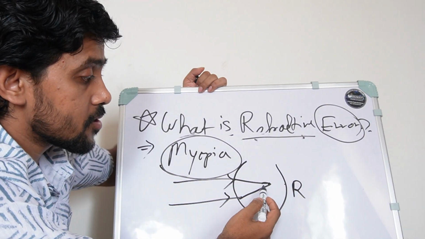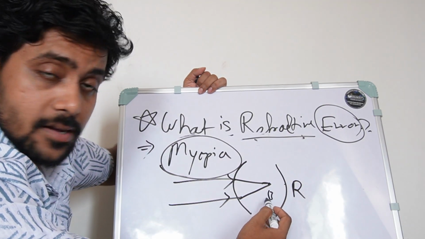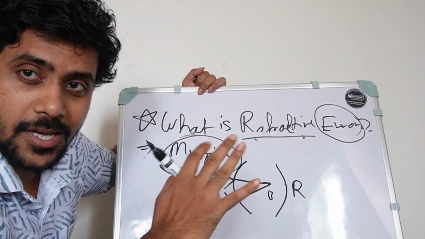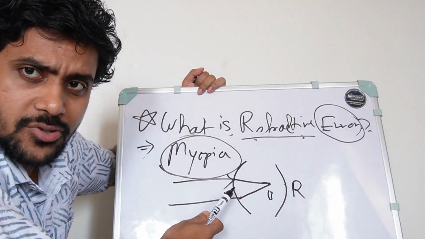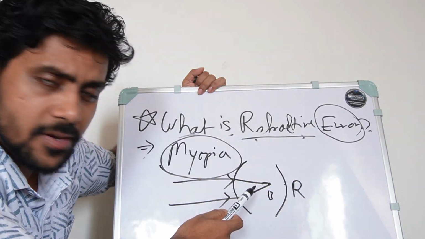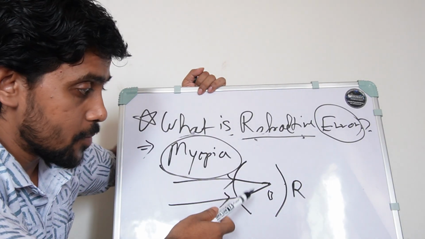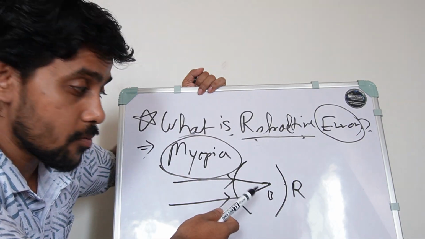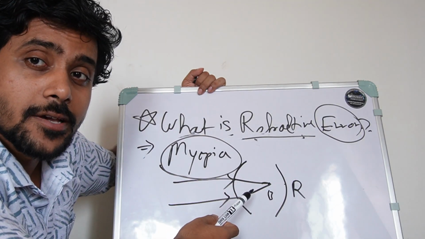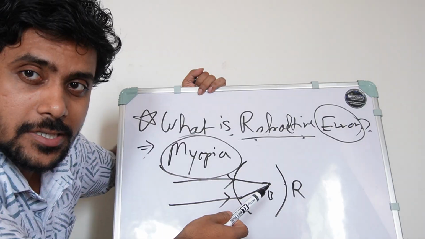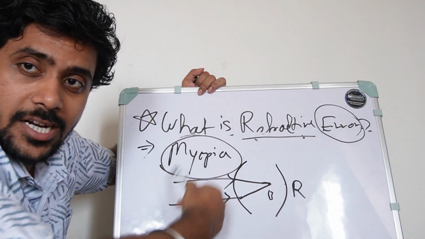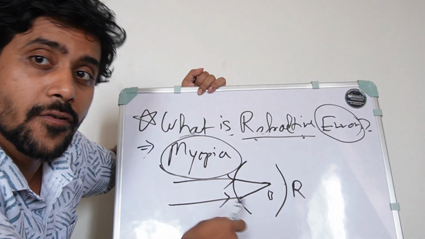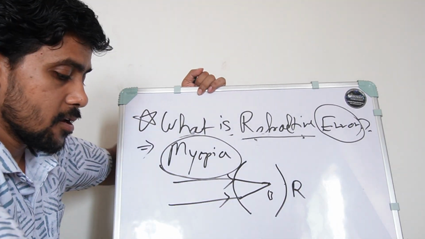And the scenario is like this: if we see the optics, light rays go through a refractive medium and there will be creation of an image. But that image is created, or focused, before the retina, so a blurry image will be created. This condition we call myopia, when light rays are focused before the retina, in front of the retina.